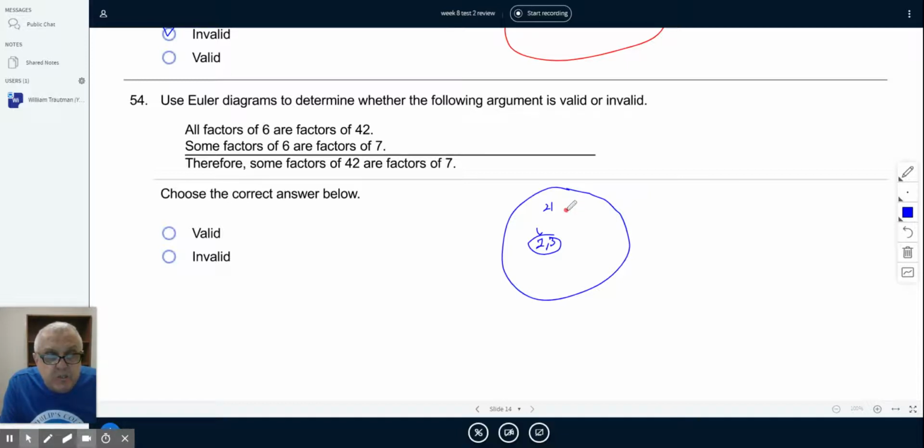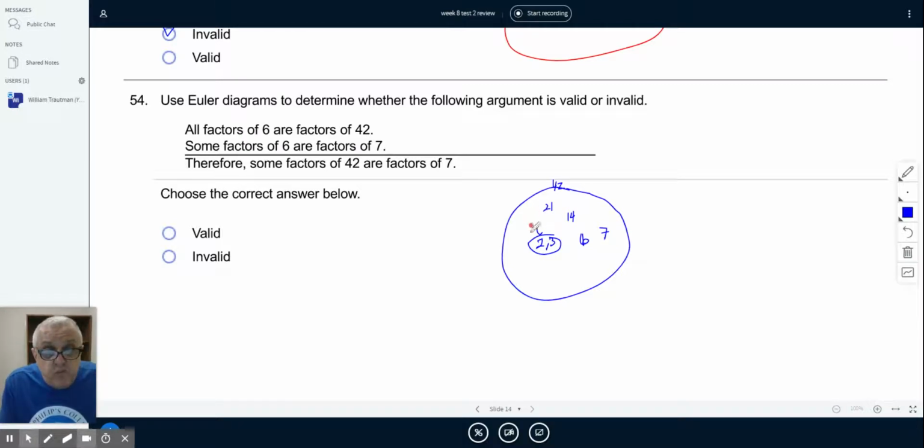21 times 2 is 42. 42 divided by 3 is 14. 14 is a factor of 42. 6 times 7 is 42. So 6 is a factor of 42, and 7 is a factor of 42. Those are all the factors of 42: 2, 3, 6, 7, 14, and 21. 2 and 3 are factors of 6. It says all factors of 6 are factors of 42. Yes, 2 and 3 are inside 42.